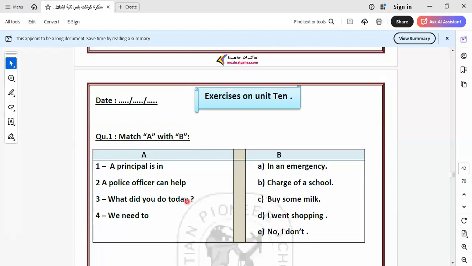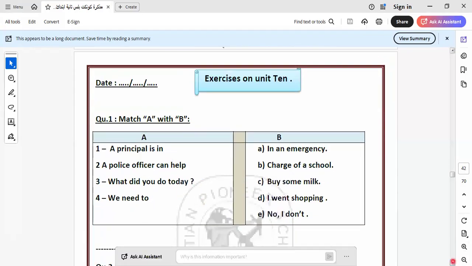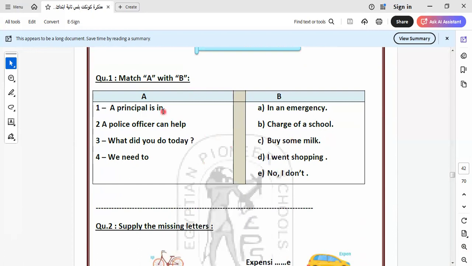Let's continue with the rest of the exercises in this unit. A principal is in charge of a school, so I select number 1, answer B. The police officer can help in an emergency. What did you do today? I went shopping. Yes, we need to buy some milk.